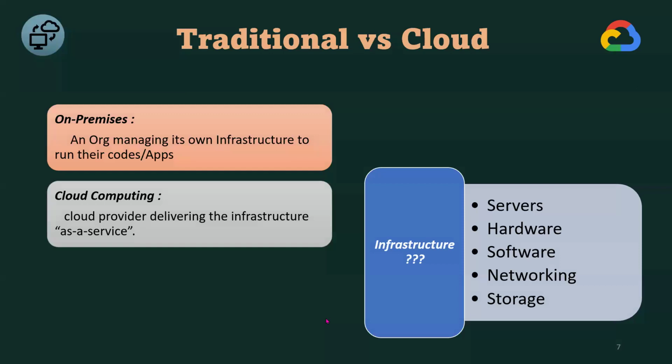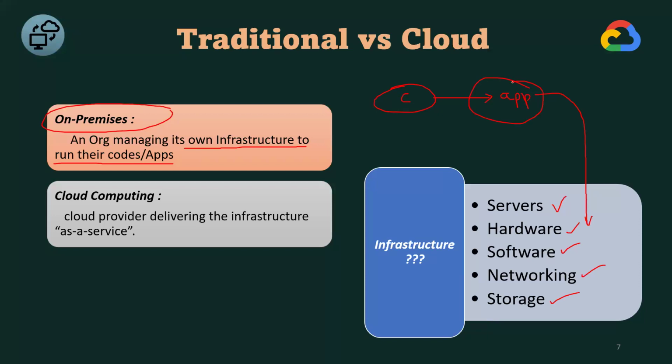In simple terms, if I have to say what is traditional versus what is cloud: in an on-premises or traditional working model, the company and organization has to manage its own infrastructure to run their code or applications. If I have a company and they want to create an application, they have to maintain their own infrastructure. When I say infrastructure, it could be servers, hardware, software, networking, and storage. If the company is managing their own infrastructure for their application deployment process, then you call it a traditional working model.